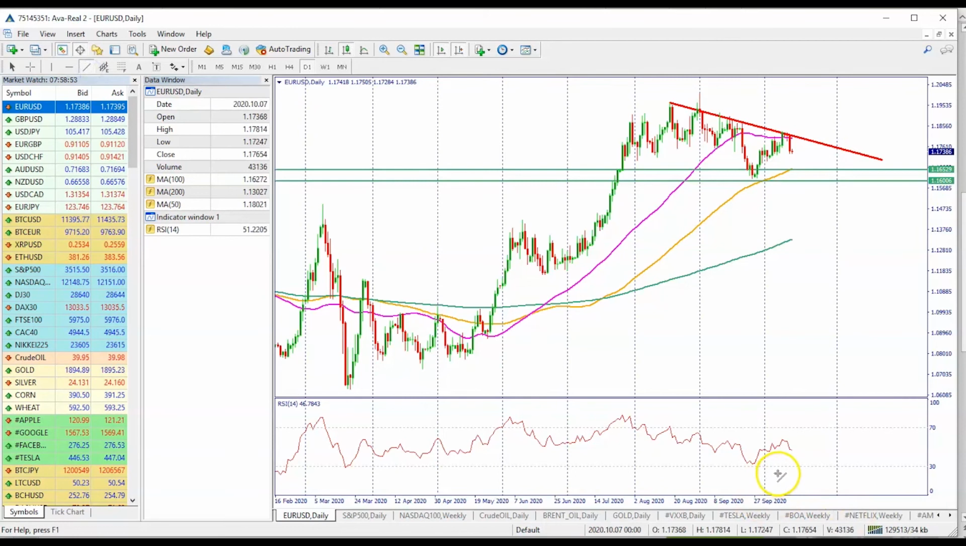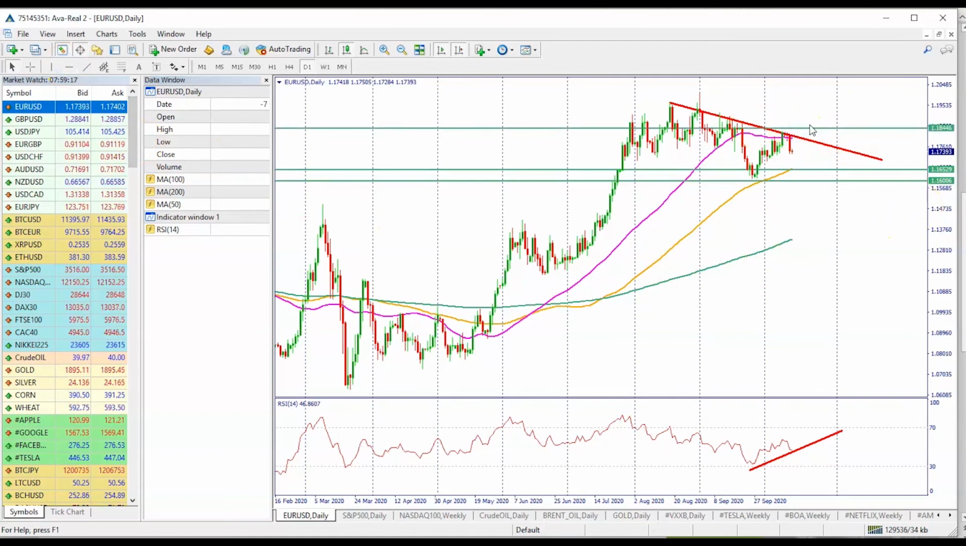Now, similarly, what we also want to see is the RSI not breaking below this upward trend line. If the RSI breaks below this upward trend line, that will further signal more weakness for this price action. Now, in terms of our resistance zone, the area where the price is likely to fall or where you may want to take some sort of profit, I still believe that area is going to be between 1.1844 all the way to 1.1879. So these are the areas that we are really focused on with respect to the euro dollar.